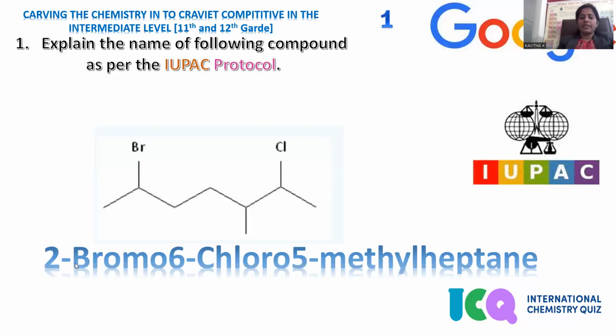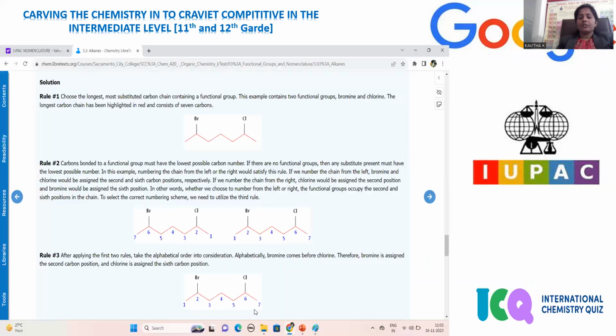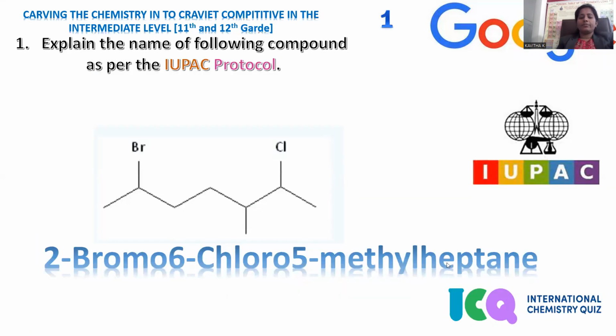The complete name will be assigned as follows. On the second carbon atom we have bromo, so 2-bromo, and the 6th carbon has chloro, so 6-chloro, and the 5th carbon is accompanied with methyl, so you can write 5-methyl, and heptane is the parent chain, being 7 carbons in length. So here it is 2-bromo, 6-chloro, 5-methyl heptane.